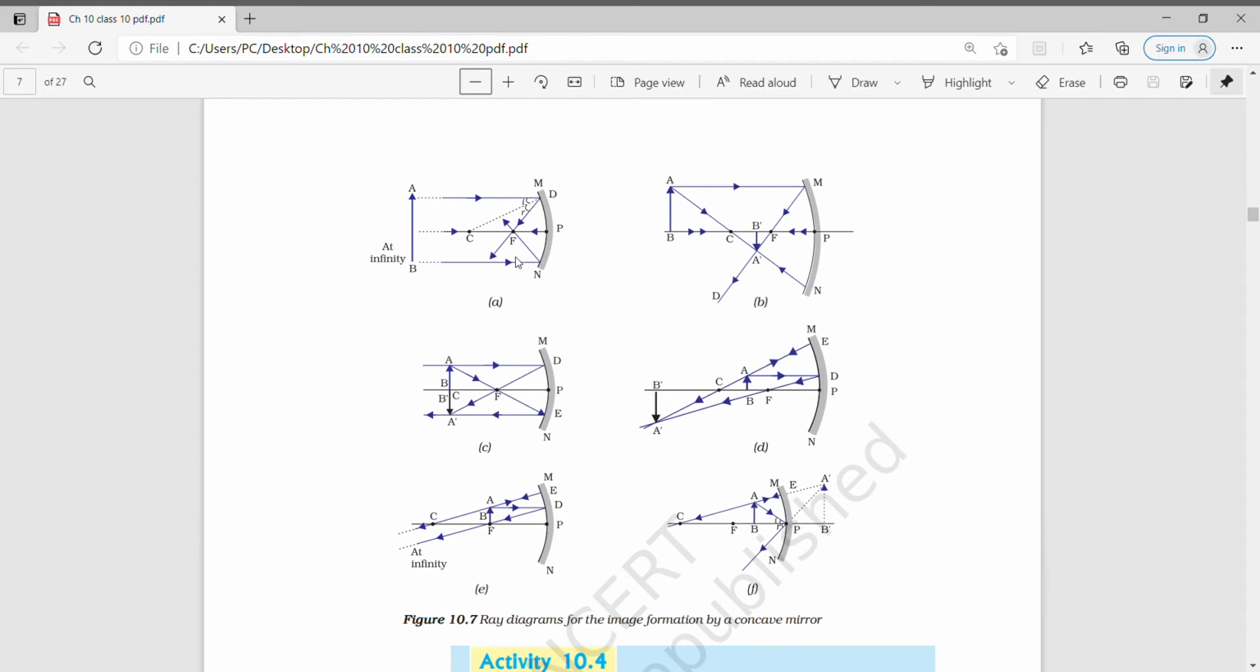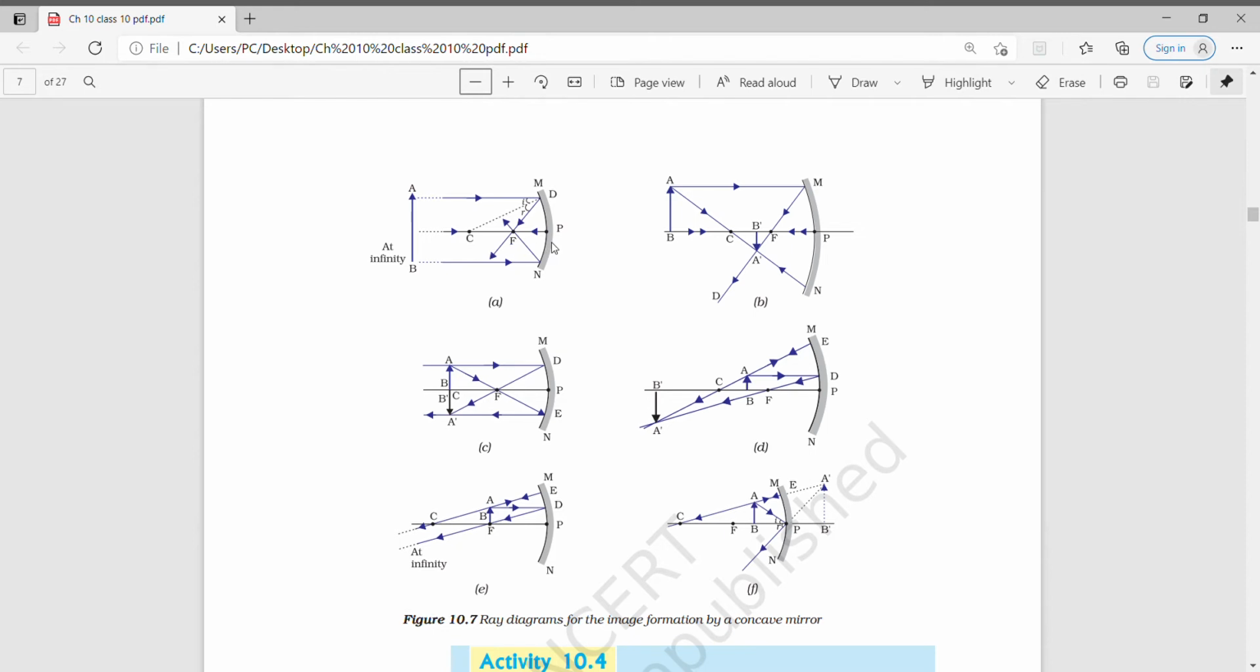When you draw a ray diagram, there is no need to draw the bigger size of the mirror. As you can see here, it is a concave mirror and the size is small. So you have to make a small sized mirror. Secondly, the distance between C and F will be the same as the distance between F and P. It means that if CF is 2 centimeters, then FP will be 2 centimeters.